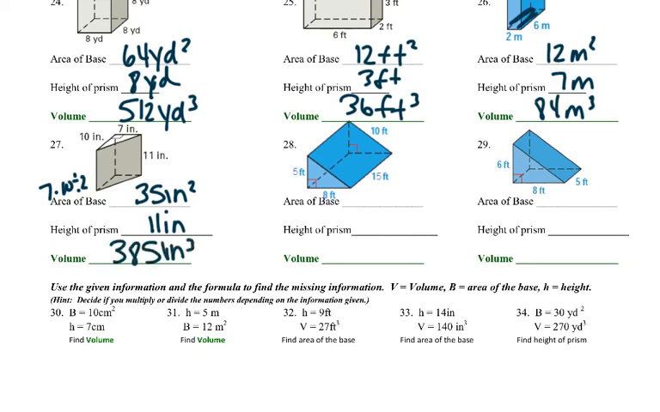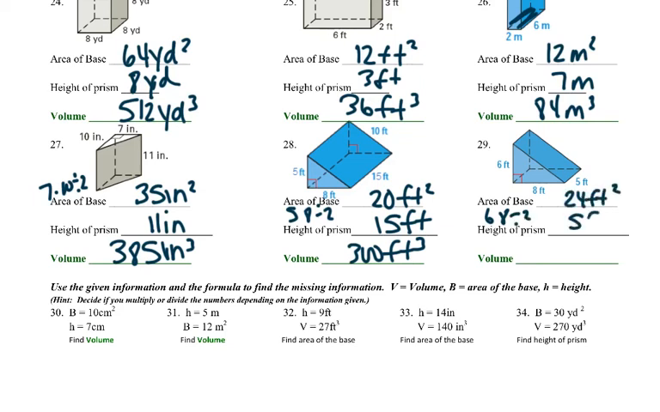Here the area of the base is going to be, is that 5, 8, 10? Is that an 8? 5 times 8 divided by 2, or 20, looks like. And the height is 15. And 20 times 15, 300. Last one, 6 times 8 divided by 2 is 24 feet squared, 5 feet, and then that multiplies to 120 feet cubed.